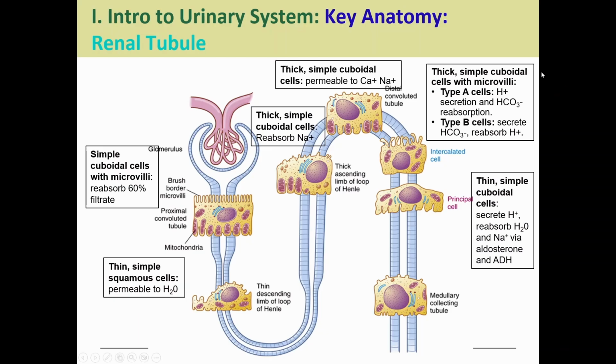And then as we enter the distal convoluted tubule, in the early part, we're going to reabsorb sodium and calcium, and as we get to the late distal convoluted tubule, we will worry about pH with type A cells when things are too acidic, and type B cells when things are too basic. And then as we continue down, we have a lot of hormonal influence, namely aldosterone promoting the reabsorption of sodium and the secretion of potassium, and then ADH promoting the reabsorption of water.